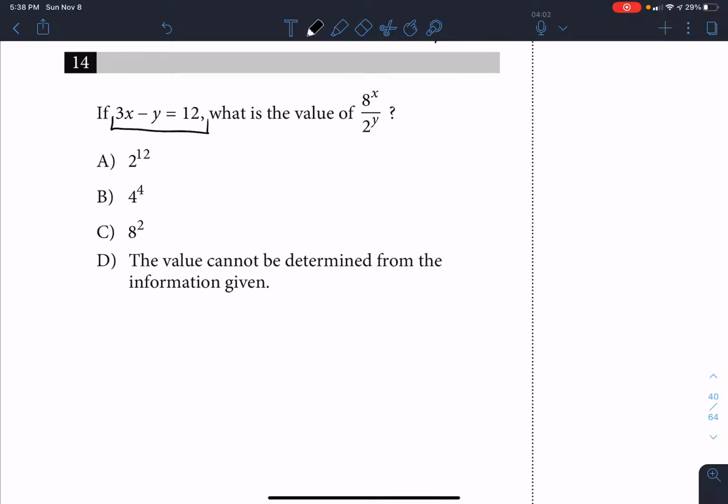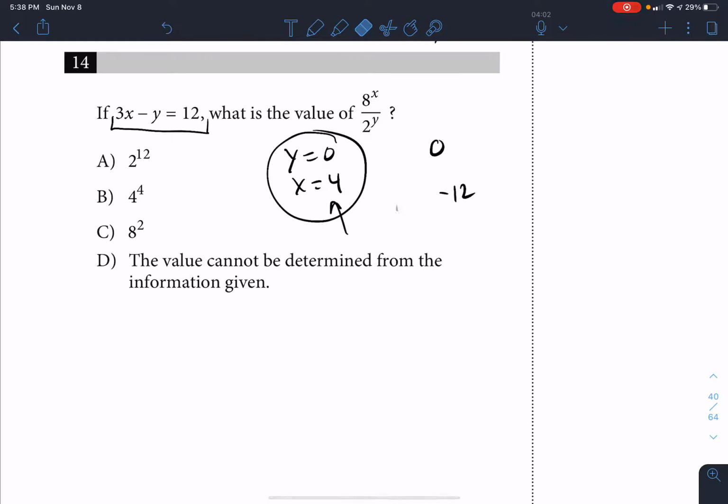Let's say y equals 0, x equals, what's 3 times x? That's 4. Okay, so this is one possible set of answers. We can also say x is equal to 0, y is equal to negative 12. That's another set of answers. But for the sake of this, let's just stick to that first one. Okay, if y is equal to 0, x equals 4, let's plug it in and we'll get the answer.